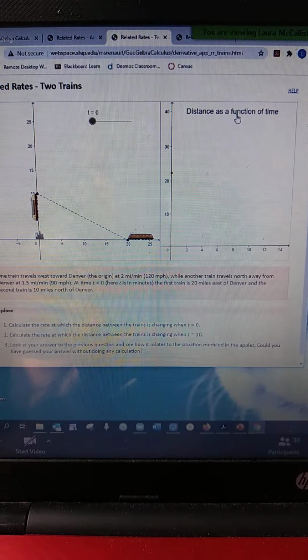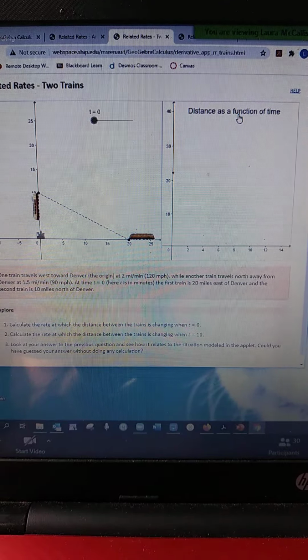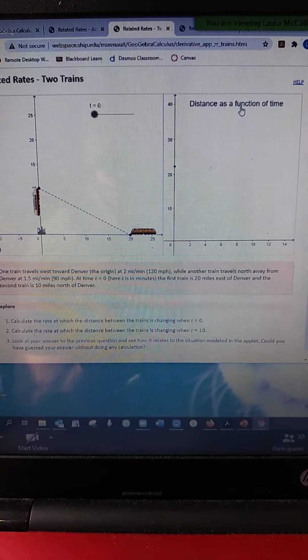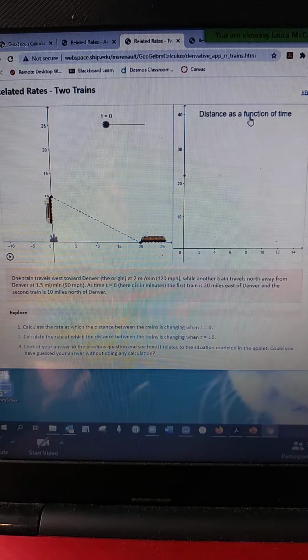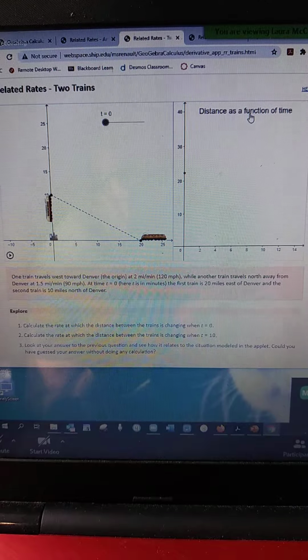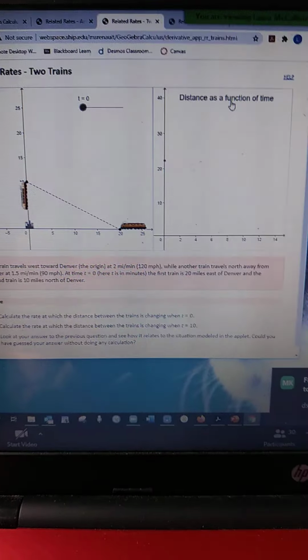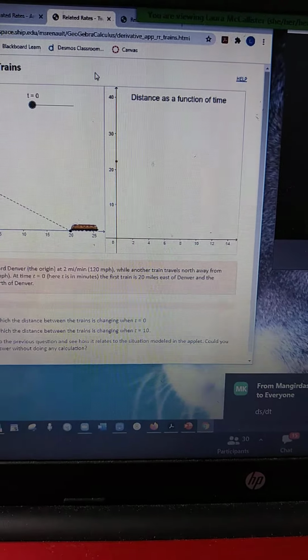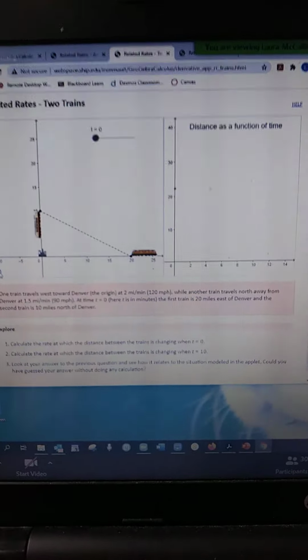function of time. Now, remember, distance as a function of time is going to be what? That's going to be our derivative, dD/dt, which we're going to find, or dd dt, however we want to label it. We're going to do that in a second. But so as I play this, this is what's happening.